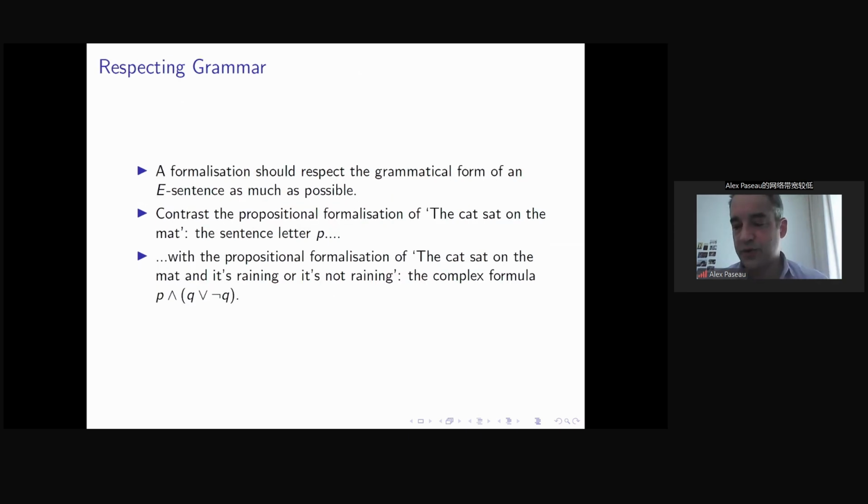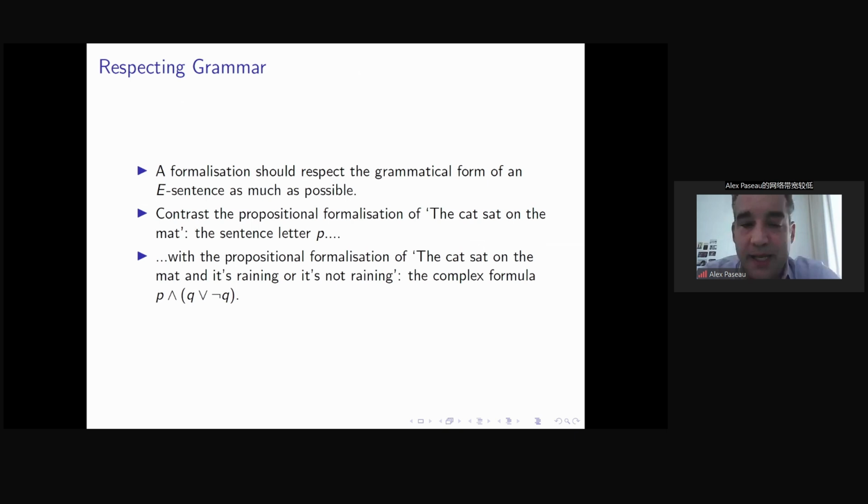Okay, that was the first criterion, and I'm going to come back to it, but I want to move on to the second criterion, which is that a formalization should respect the grammatical form of an English sentence as much as possible. So this is a very natural thought. Suppose you've got a very simple sentence, the cat sat on the mat. The way we would formalize that is as the single sentence letter P, or atom P.